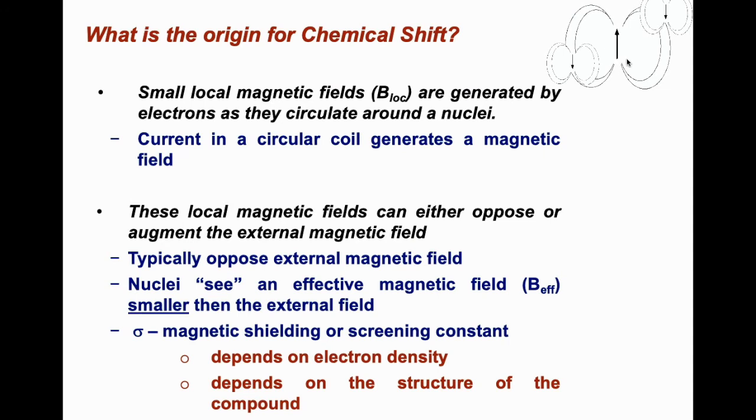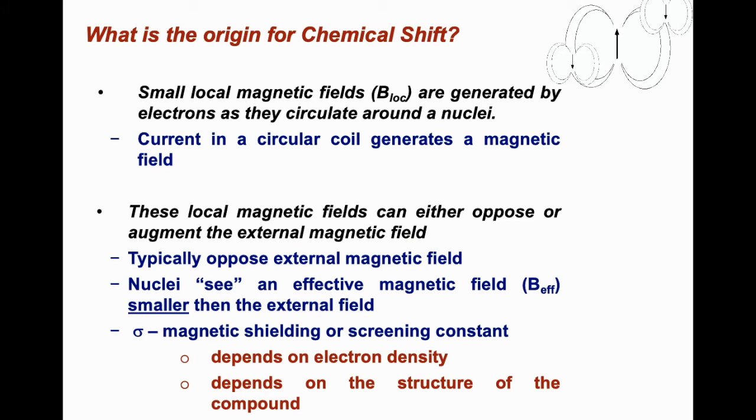We have a nucleus, and around the nucleus we have electrons. These electrons, we know, are moving. As they are moving around the nucleus, they will generate a secondary magnetic field. Why? Because according to classical electromagnetic theory, any charged particle in motion will generate a secondary magnetic field. Of course, please remember, this secondary magnetic field will be very small compared to the magnetic field that we apply in an NMR spectrometer.